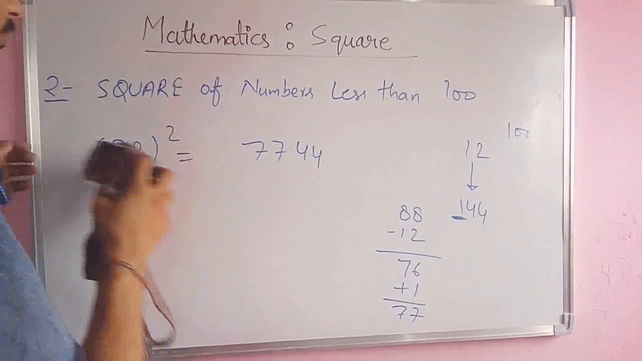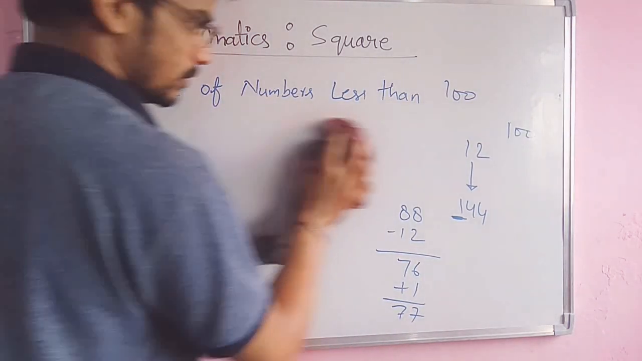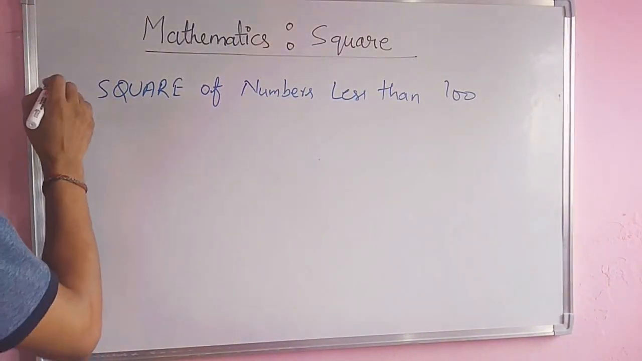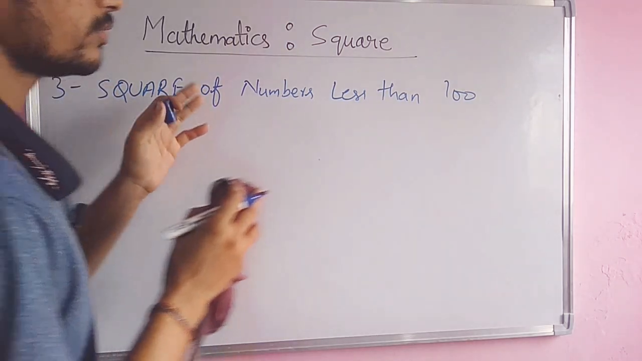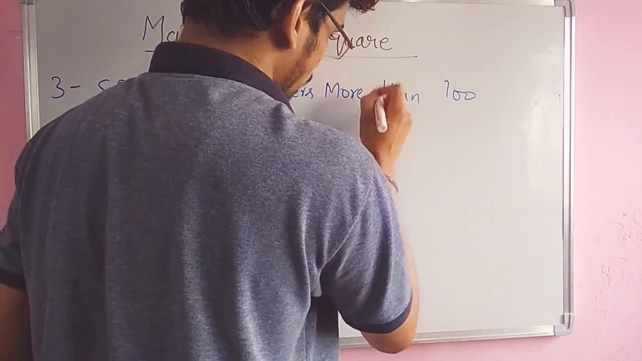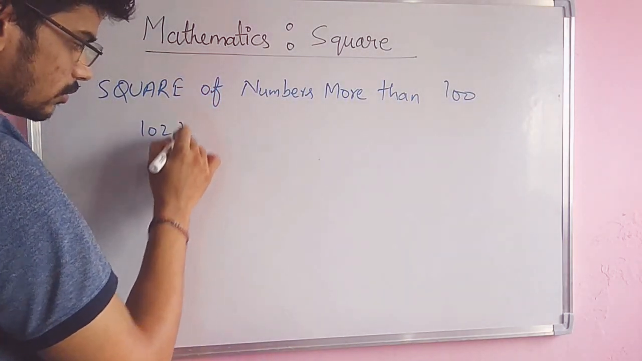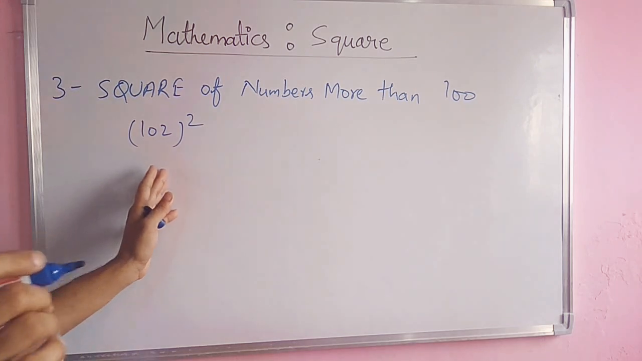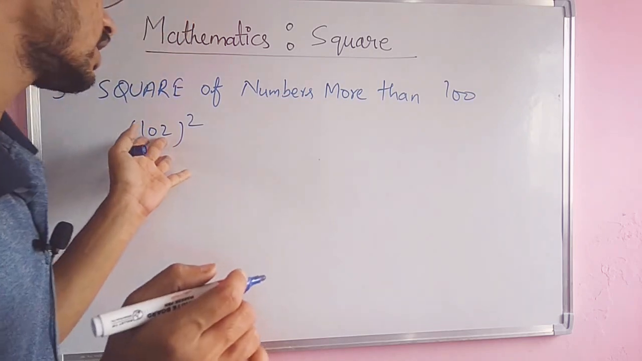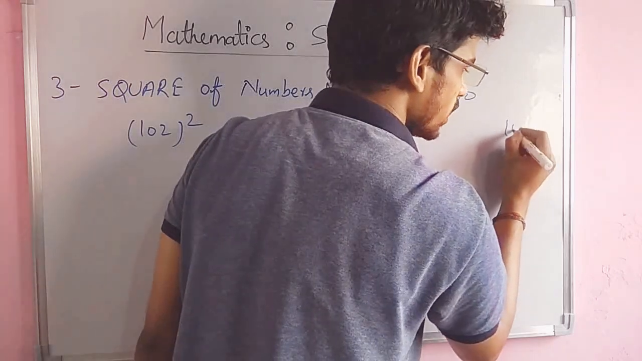Next, now move to the next trick of the square, that is the square of numbers more than 100. If we want to calculate the square of 102, here it is not ending on 5 and it is also not below 100. So how do we calculate the square within seconds? Remember the golden number here is 100.